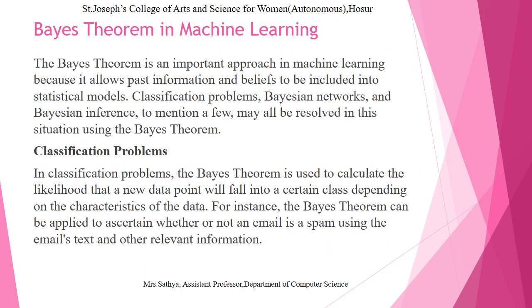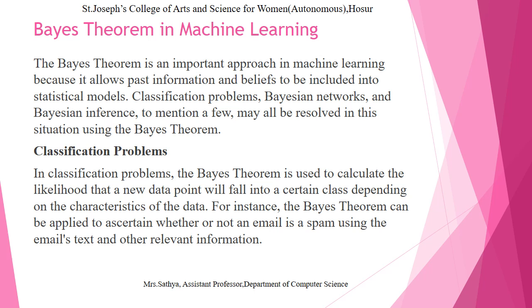So, Bayes' theorem in machine learning. In machine learning, Bayes' theorem is extremely important because it helps us make predictions using probability. It is mainly used in classification problems, for example, determining whether an email is spam or not. When a new email arrives, we calculate the probability that it belongs to the spam class using the Bayes formula. Whichever class has higher posterior probability becomes the prediction.